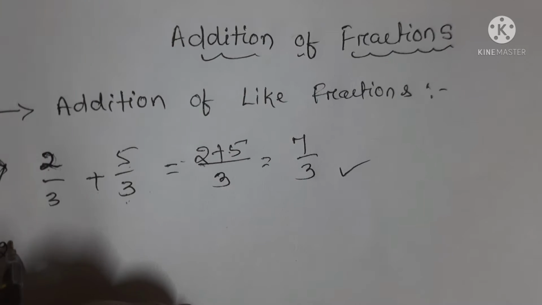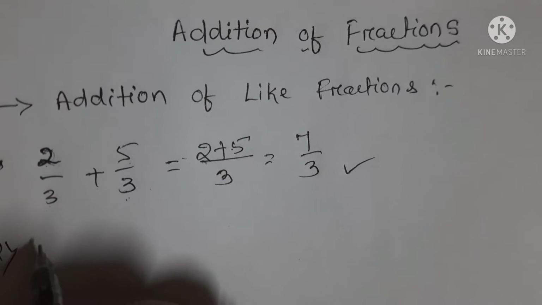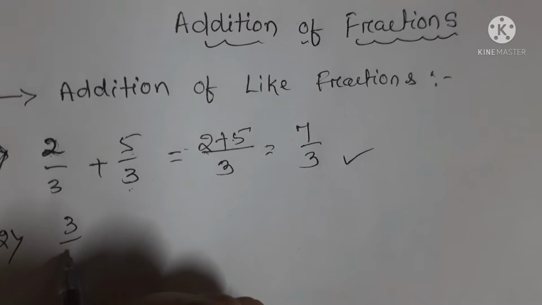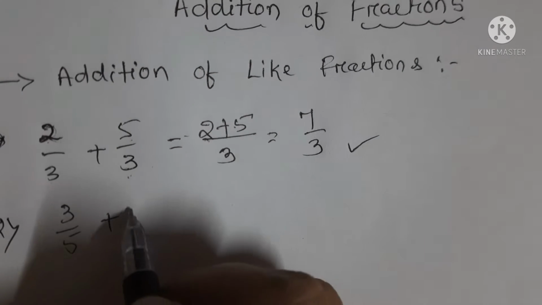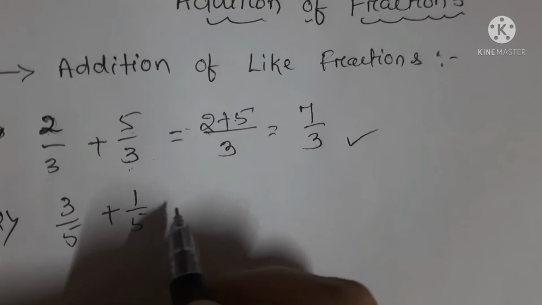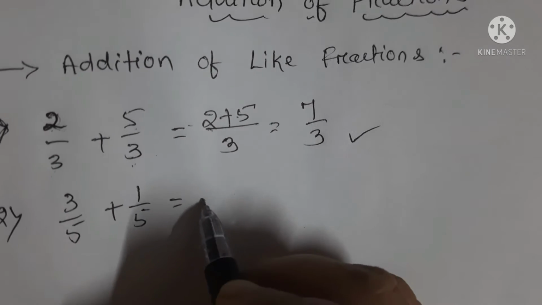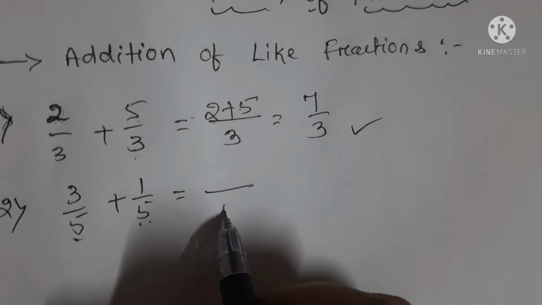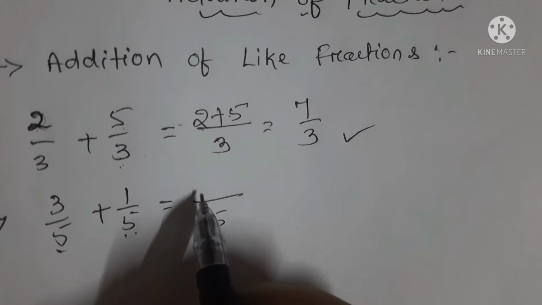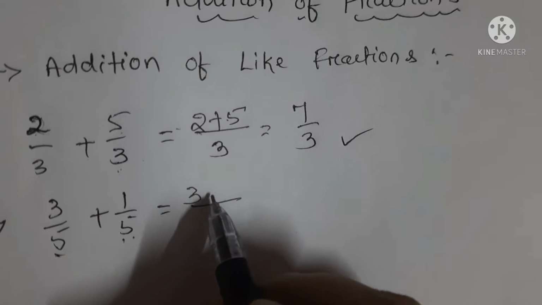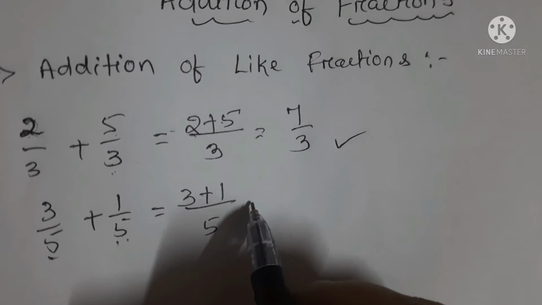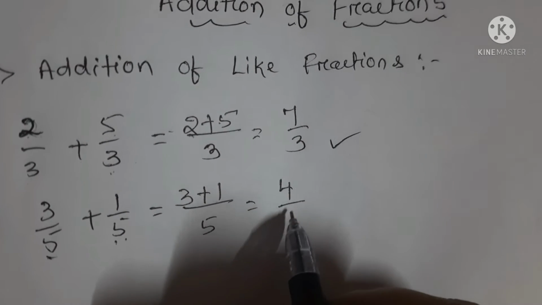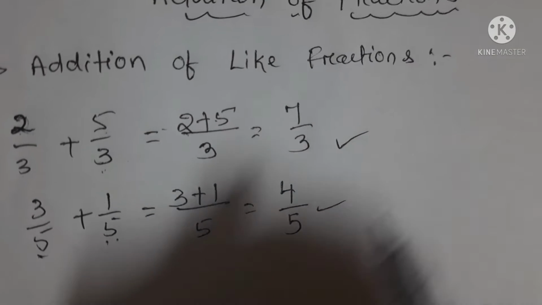Next, we'll move to another example, that is 3 by 5 plus 1 upon 5 is equal to. Here also you can see the same denominator, so we will write the same number, then the numerators 3 plus 1 is equal to 4, it will become 4 by 5.